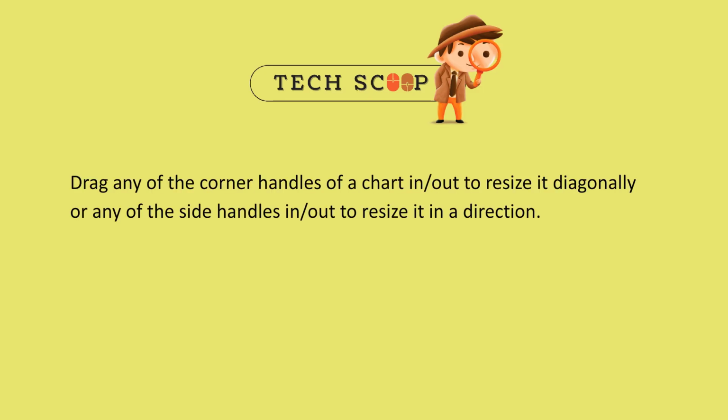Text Scoop. Drag any of the corner handles of a chart in or out to resize it diagonally, or any of the side handles in or out to resize it in a direction. Text Summary. A chart is a graphical representation of data.